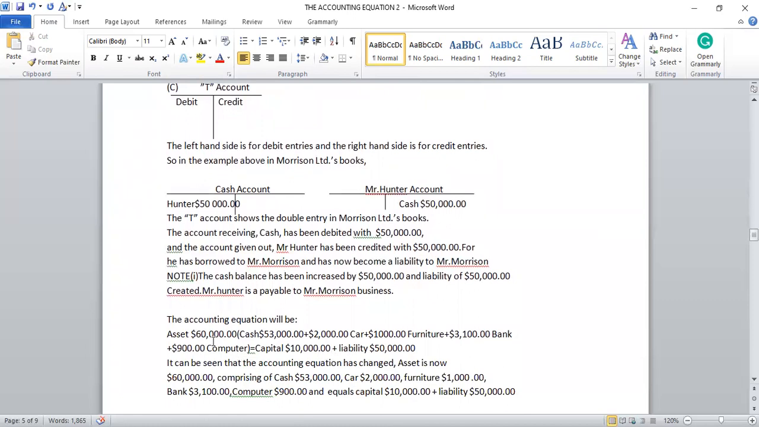So you can see that the asset equals capital of $10,000 plus liability $50,000, making up also $60,000. It can be seen that the accounting equation has changed. Asset is now $60,000, comprising cash $53,000. That is, we have car $2,000, furniture $1,000, bank $3,100, computer $900, and it equals capital $10,000 and a liability $50,000.